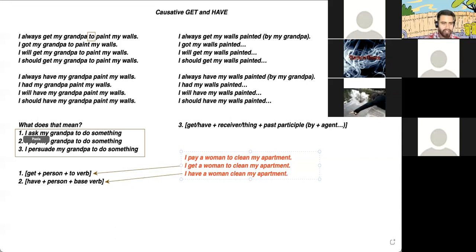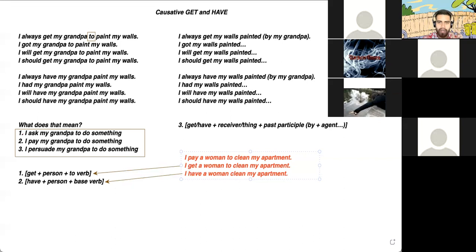Persuadir, sí, correcto. Convencer a alguien que haga algo por mí. En este caso estoy hablando yo de mi abuelo, pero lo puedes usar para cualquier persona. Esta gramática se usa cuando quieres expresar que alguien te ayuda con algo, que alguien te ayuda a hacer algo. Ya puede ser porque le pagas o porque te está haciendo el favor o porque convences a esa persona que lo haga.